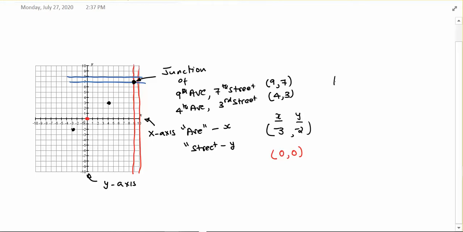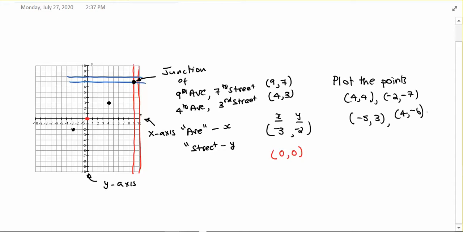So let's do a few examples. Let's plot the points 4, 4, -2, -7, -5, 3, and 4, -6. All right, let's plot these points. Let's call these A, B, C, and D. Okay, so 4, 4. So again, always start at the origin. The first number always is the x number, so you go 4 this way and 4 up that way. So there is my junction. That's where I am. So that's A.